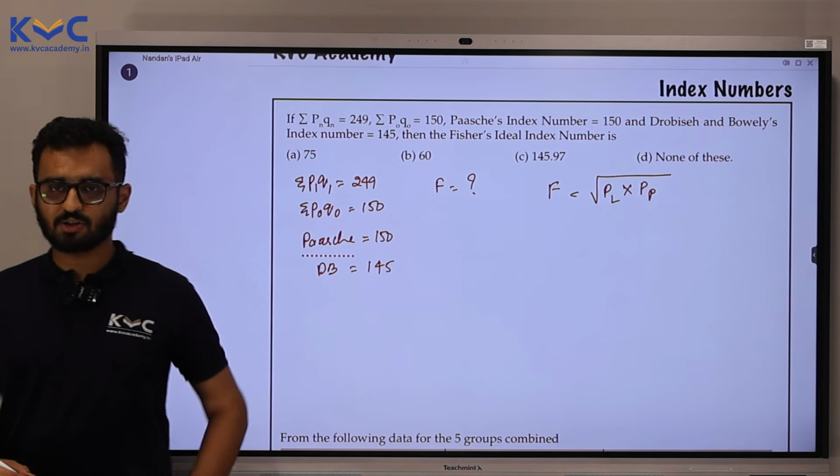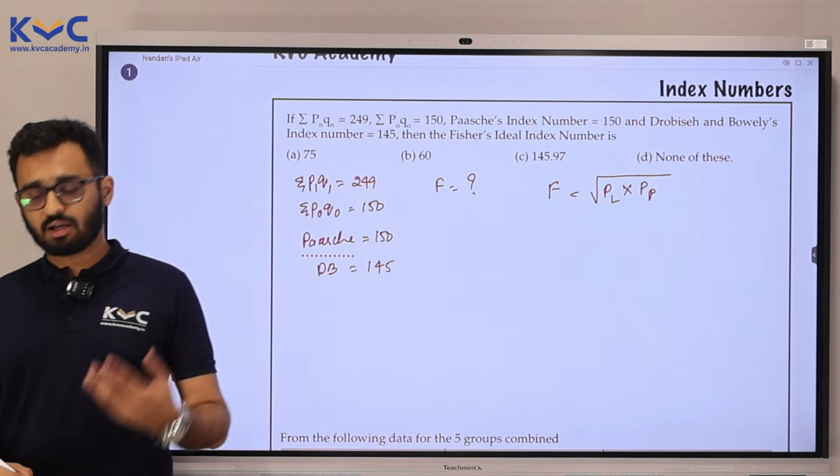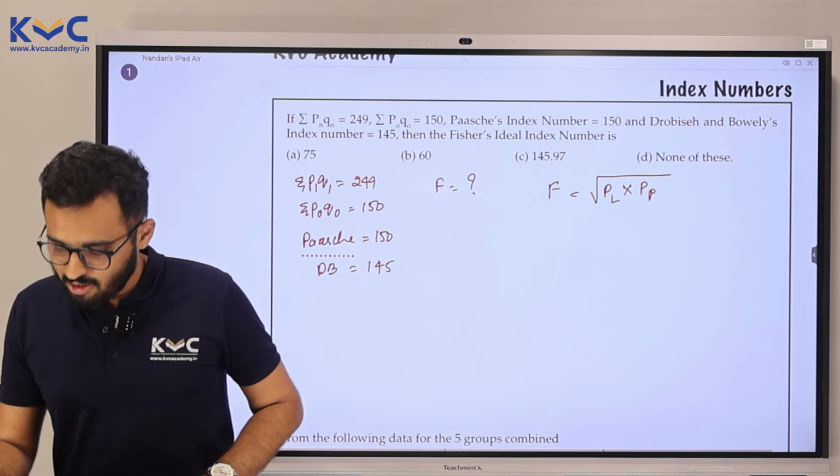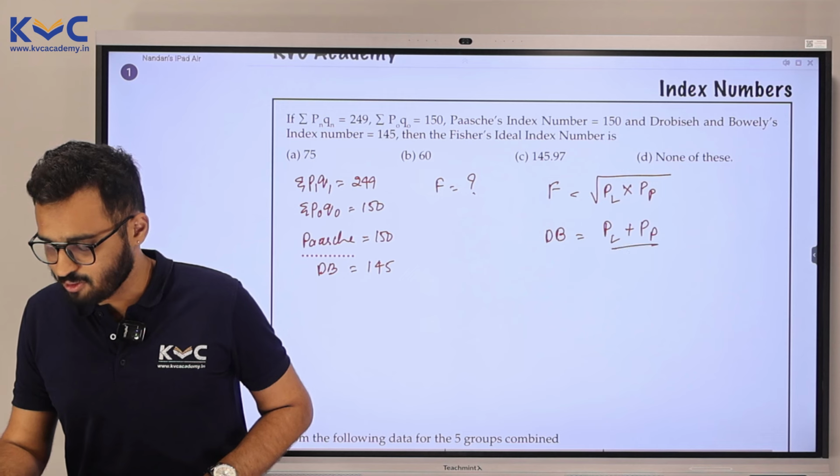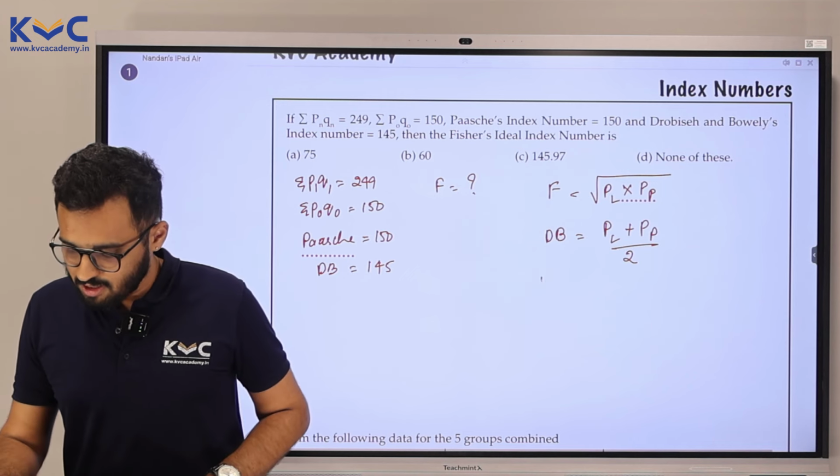Laspeyre and Paasche, because Paasche is already there. Now there comes the question, how will you get Laspeyre? Dorbish-Bowley is there. Now, what is Dorbish-Bowley? Laspeyre plus Paasche divided by 2, right? I know Dorbish-Bowley is 145.